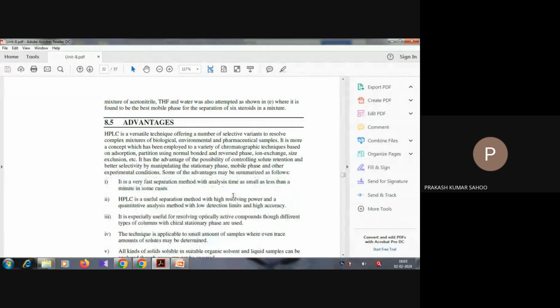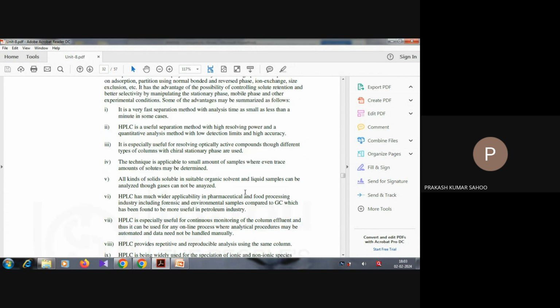So then it comes, that is the advantages. What are the different advantages of HPLC over gas chromatography or liquid chromatography or all other chromatographic methods? It is a very fast separation method with analysis time as small as less than a minute. Very fast. In less than a minute it can be analyzed, or it can separate the components.